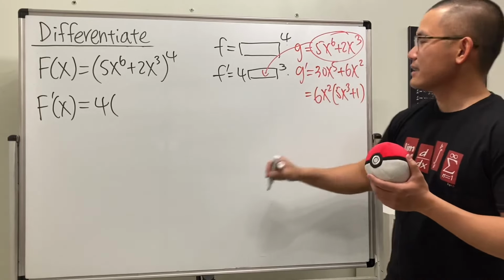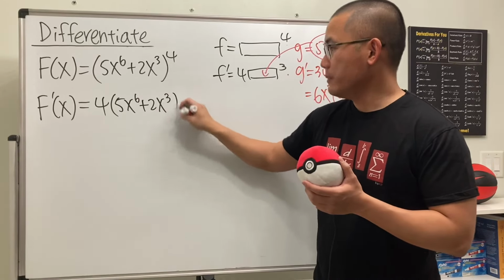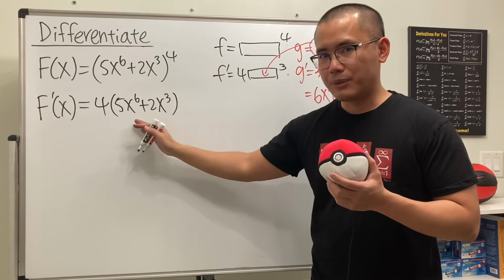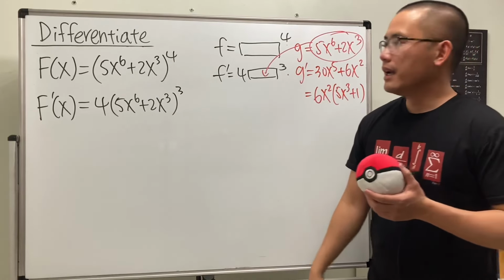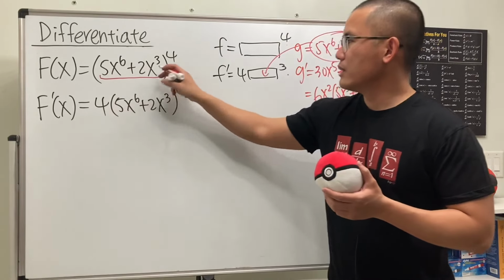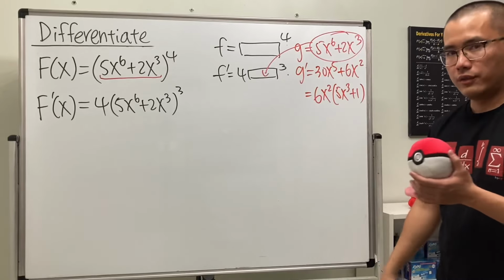And then the inside is that, so we will have the 5x^6 + 2x^3. Notice the inside stays the same, right? And then to the 3rd power. So far, so good. And then we differentiate the inside, which we did right here already, and that's what we have to multiply, and that's the part for the chain rule.